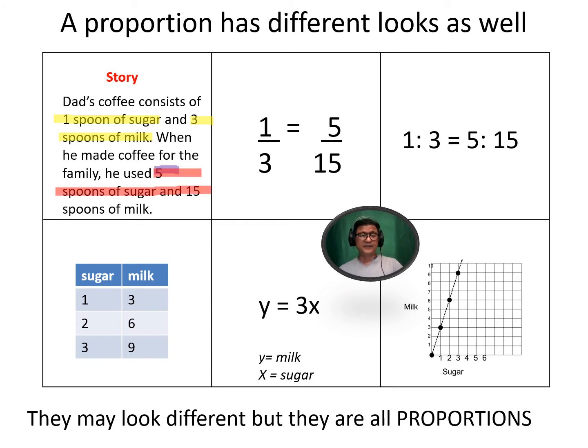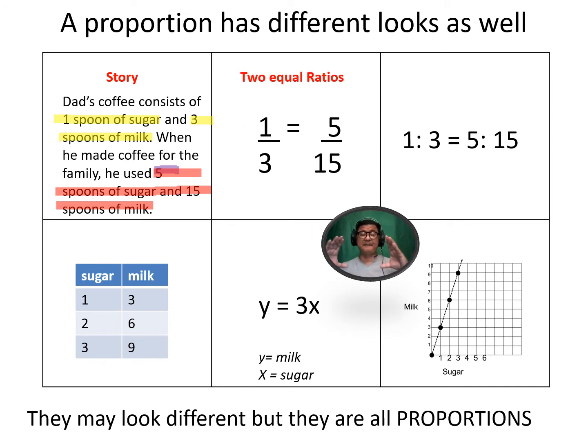5 spoons of sugar and 15 spoons of milk. Does that 1 relate to the 5? That 3 relate to the 15? Does it still show proportion? Yes, it does, right? Now, a proportion could also look like two equal ratios.